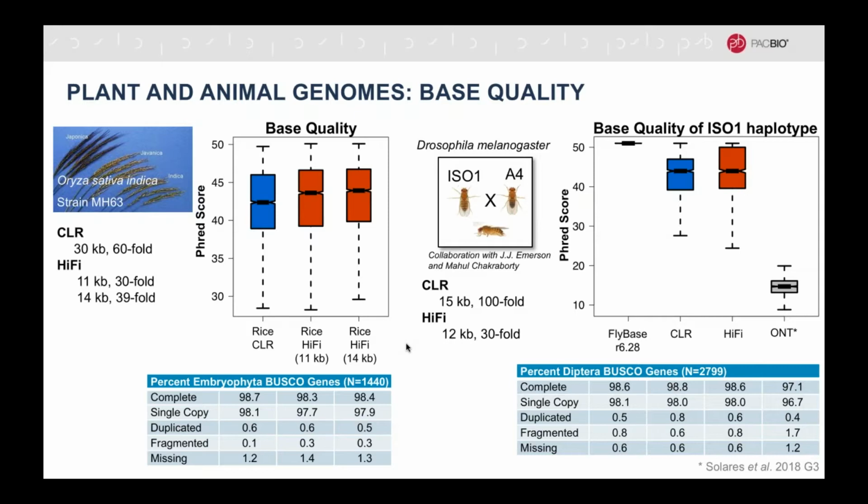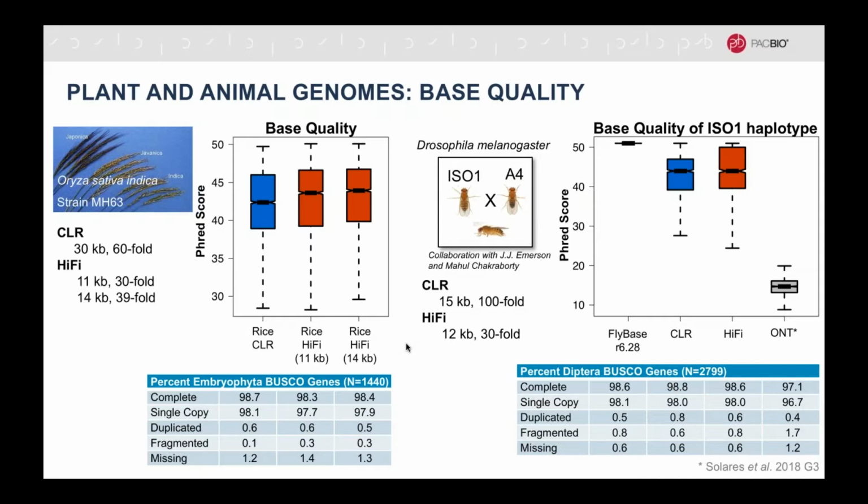Interestingly, on the bottom in the table, we can see that the BUSCO scores for the CLR and the two HiFi assemblies are all quite similar, with 98% of the plant genes present in single copy. On the right is a data set that we collected in collaboration with J.J. Emerson and Mehul Chakraborty at UC Irvine.